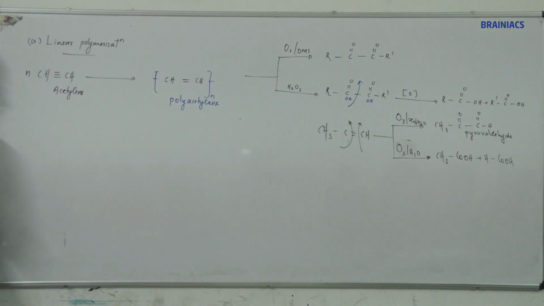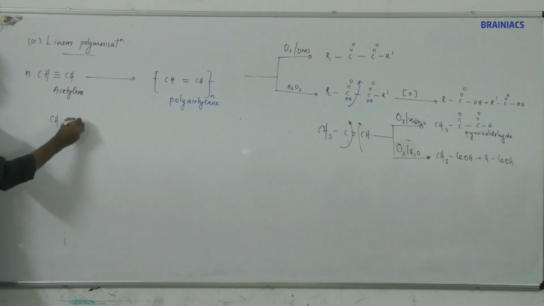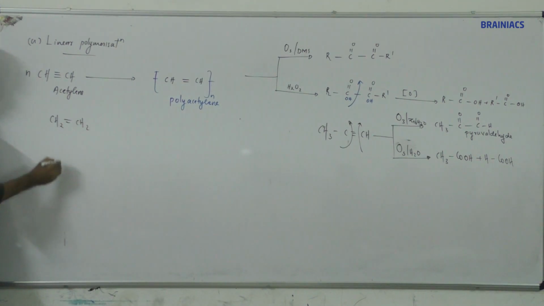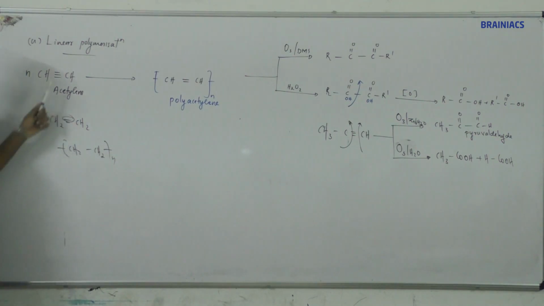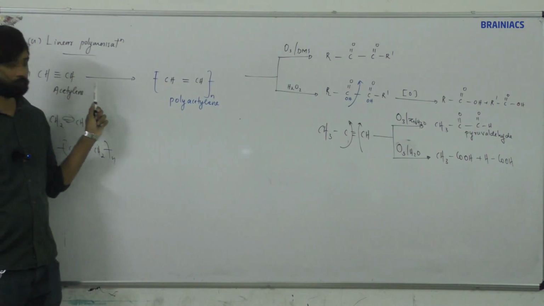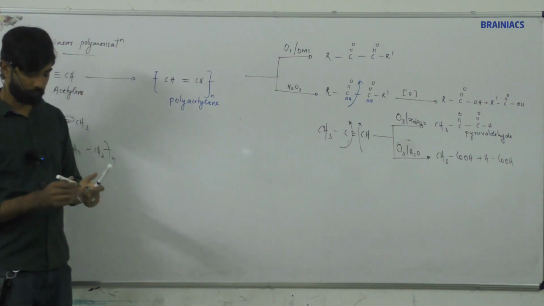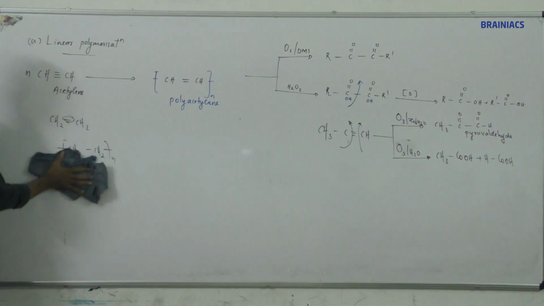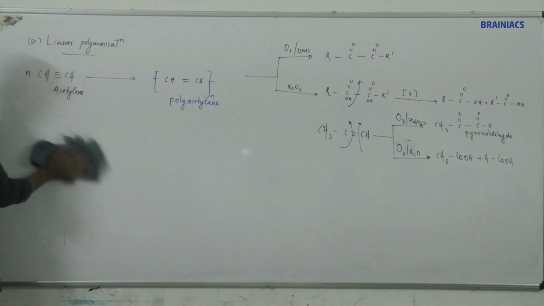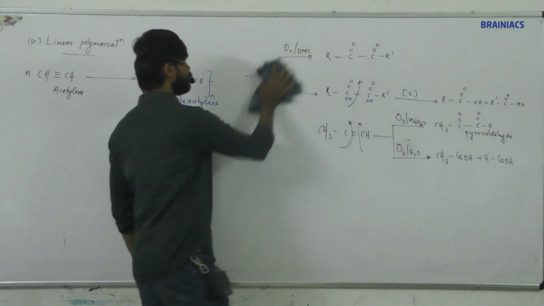Not much important. You are familiar with the polymerization of ethene, where this bond is left to become something like this. Here we have 3 bonds. You simply cleave a single bond to make a double bond. So this is linear polymerization.